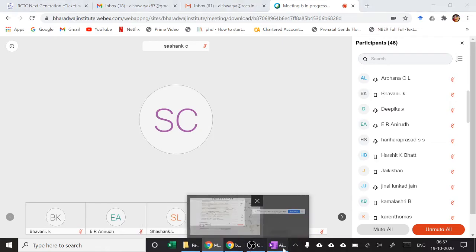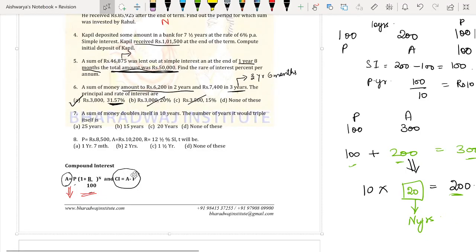Okay, the last question on compound interest. Why this question has been included is, look at the options. That is why I have included it. I'll discuss why. Okay, Anirudh, just read it.